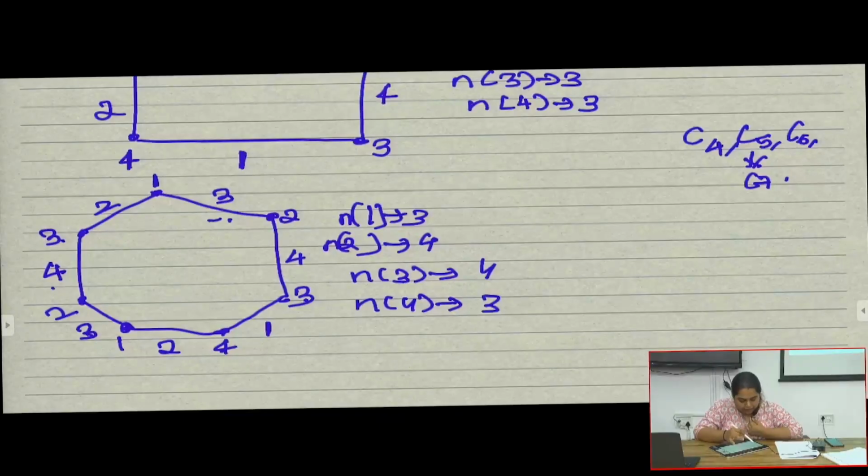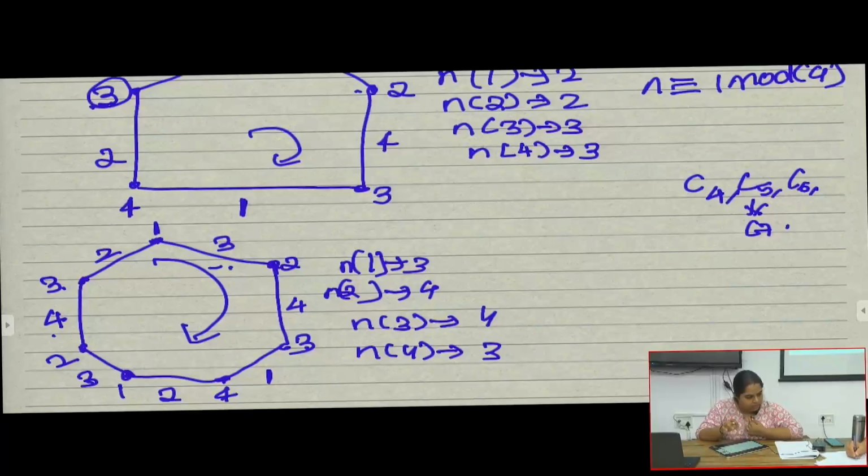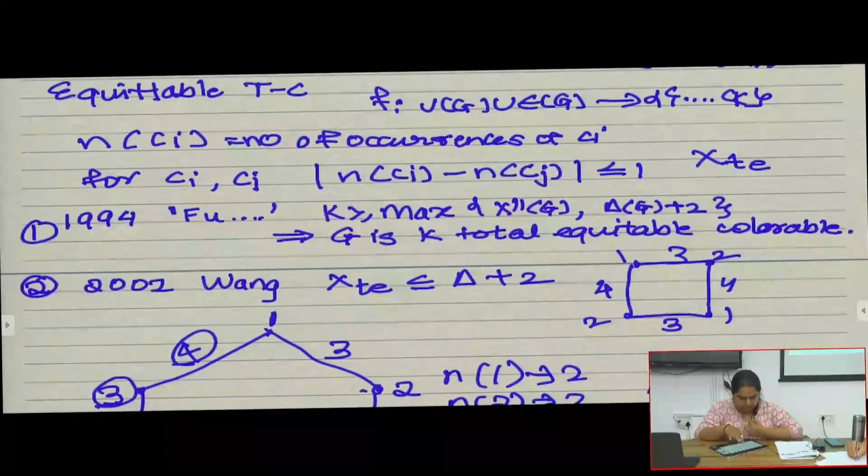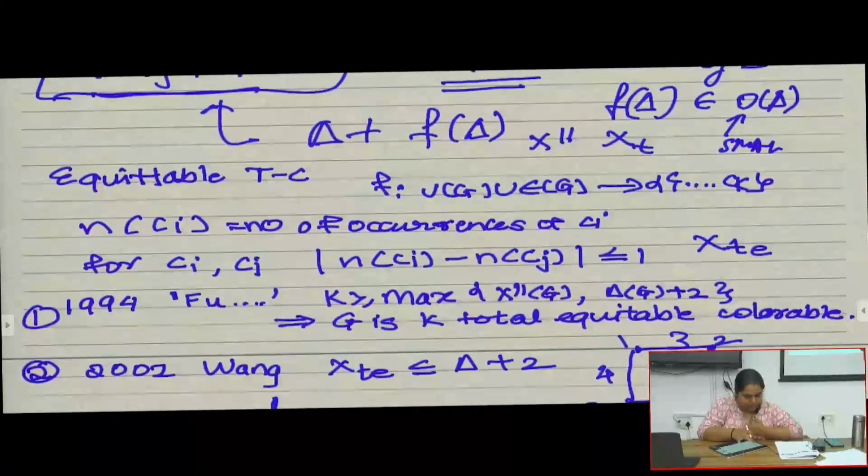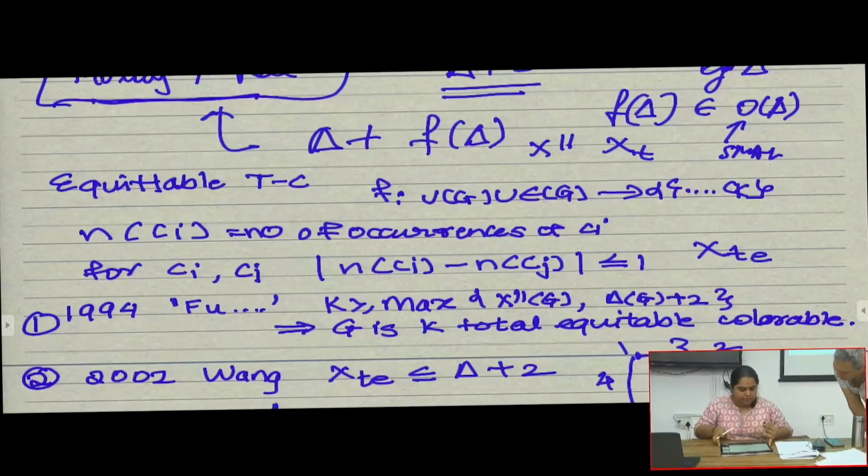Then here you can nicely color 1, 2, 3, 4, 1, 2, 3, 4. If I am giving vertices i and i plus 1, the corresponding edge I will give i plus 2: 1, 2, then 3; 2, 3, then 4, and so on. Cyclically I am coloring. So it's called total equitable. Yes, T-I-T-E. The spelling. Table.